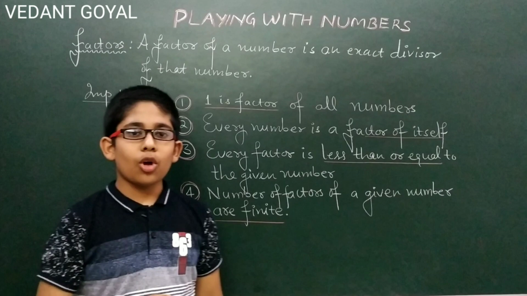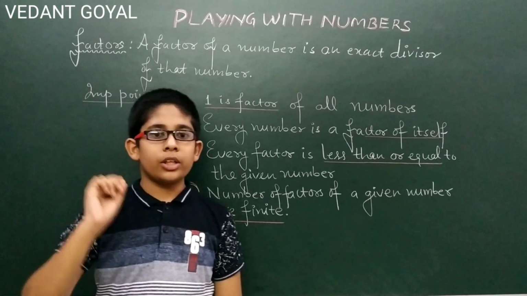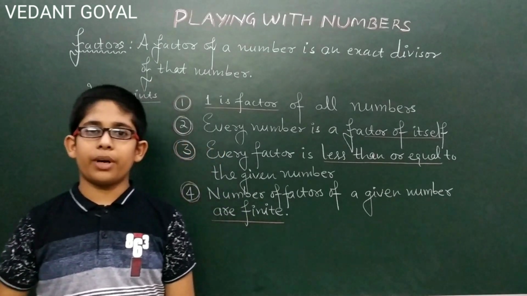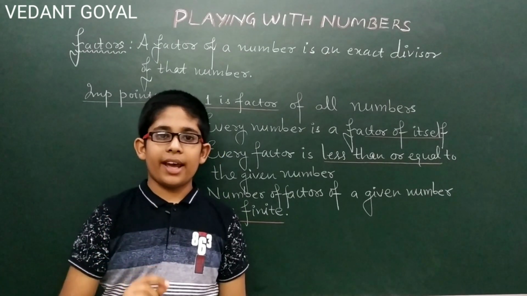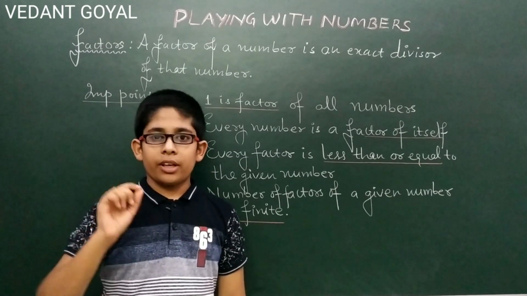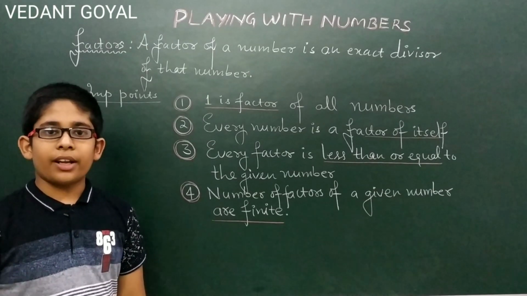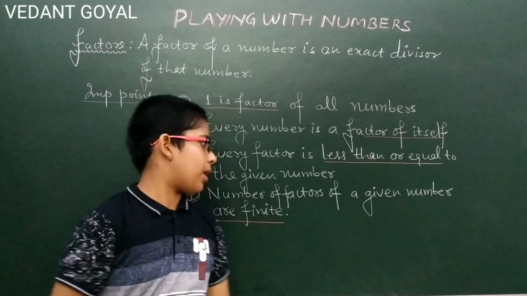The factors of 8 are not greater than 8, or if you take any number, you will find that in any case, if we take out the factors, any factor is not greater than the number.